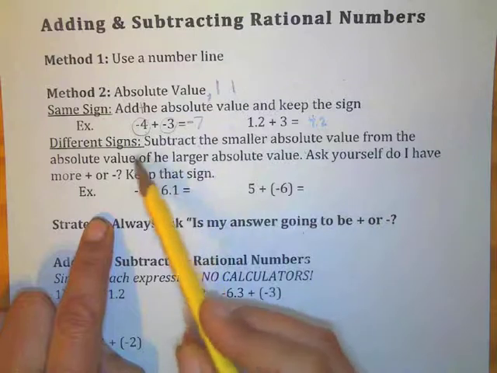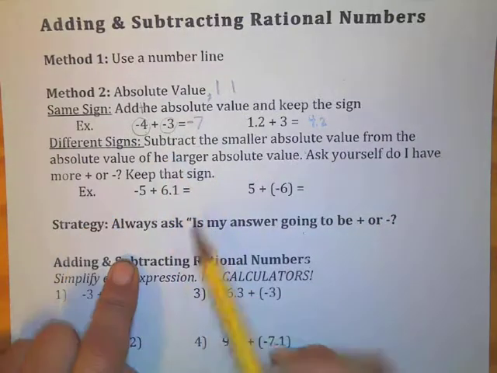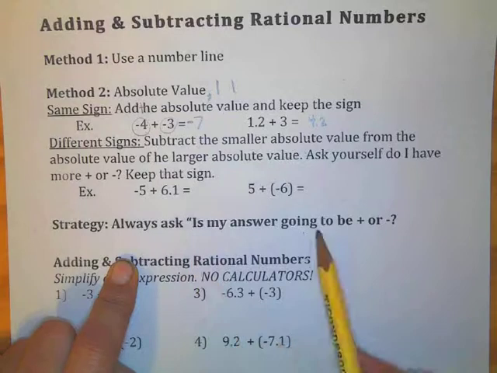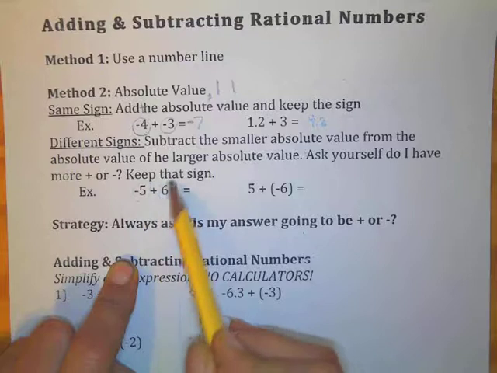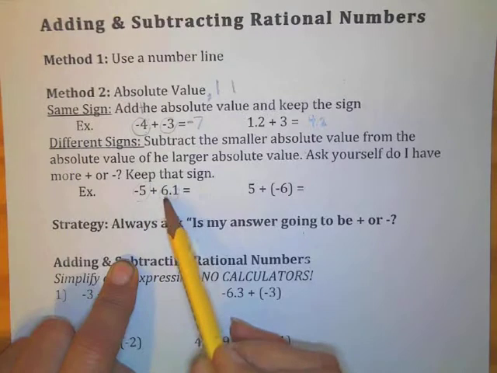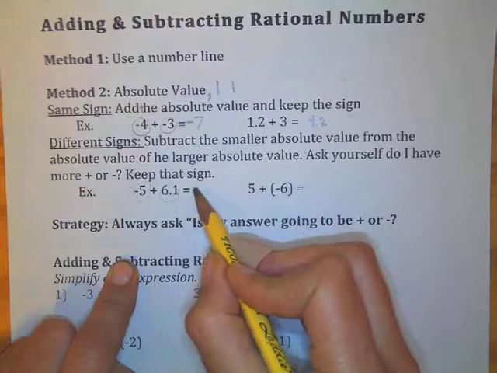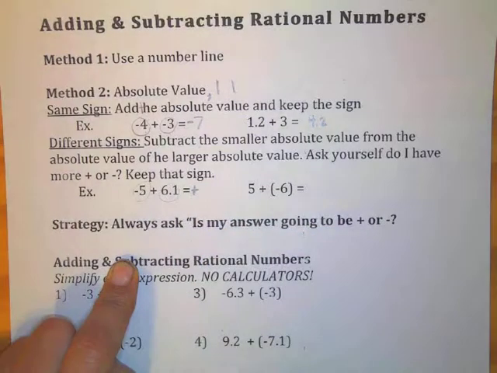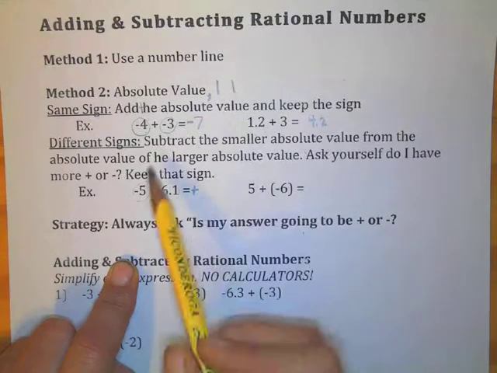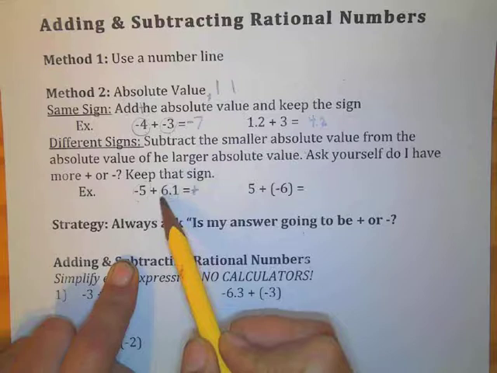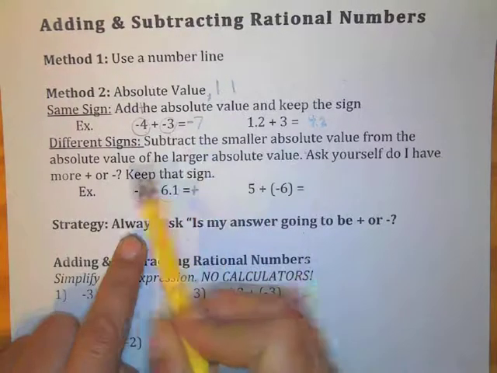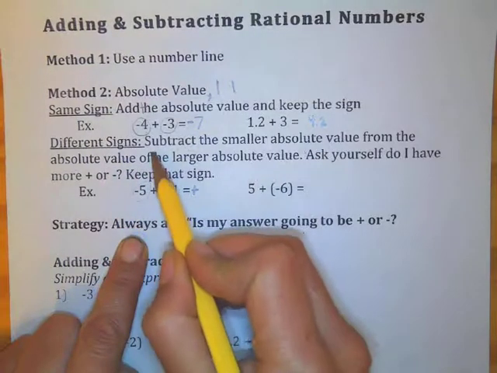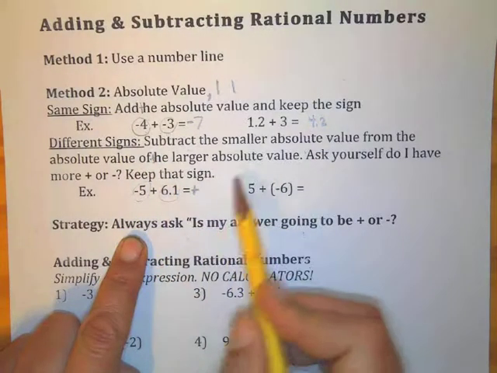Now, sometimes the signs are going to be different. Always ask yourself, is my answer going to be positive or negative? So start with that in mind. I look here and I see -5 and 6.1. Overall, I have more positives, so I know my answer is going to be positive. So I'm just going to put my plus sign before I do anything so that I know I have the right sign at least. When the signs are different, you think about the absolute values, and you subtract the smaller absolute value from the larger absolute value.